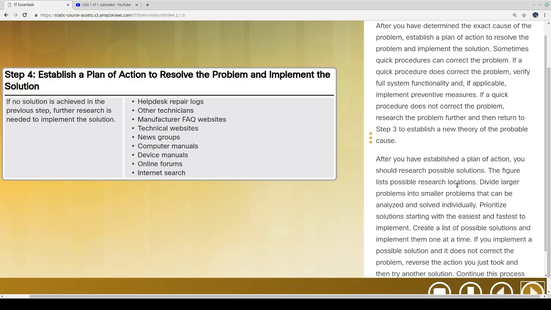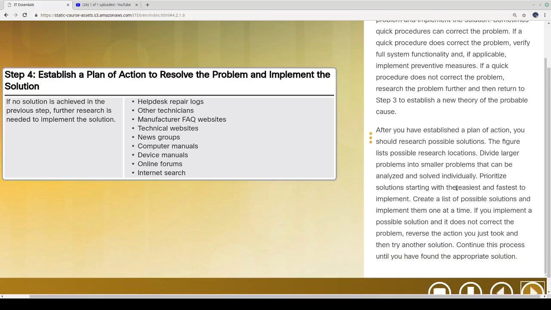After you establish a plan of action, you should research possible solutions. The figure lists possible research locations. So, this is the figure. If no solution is achieved in the previous step, further research is needed to implement the solution.